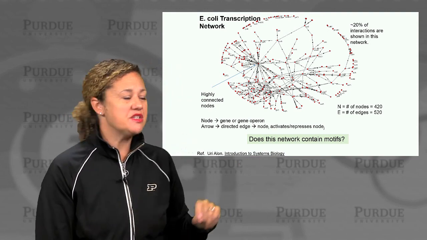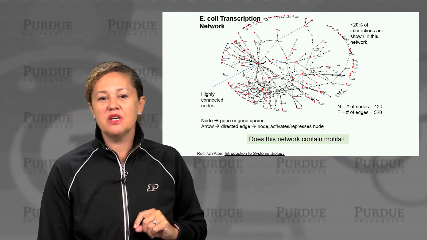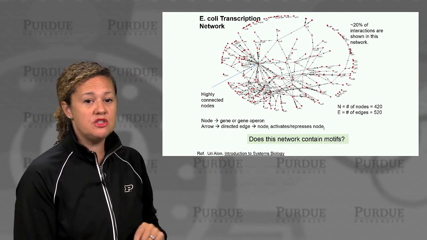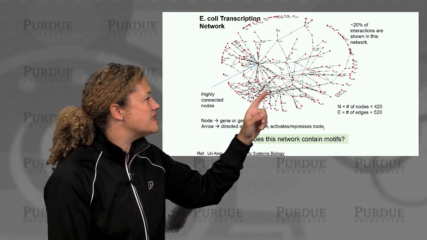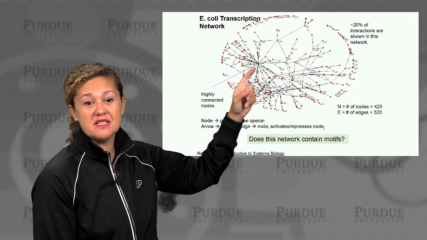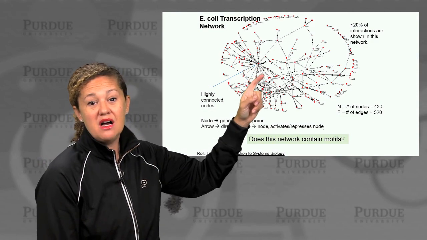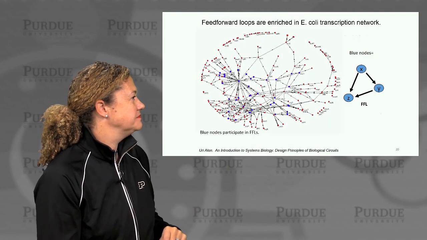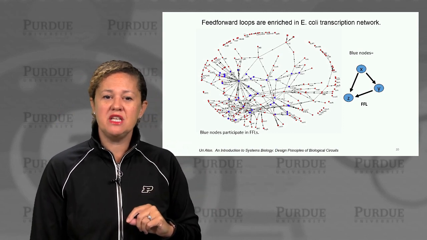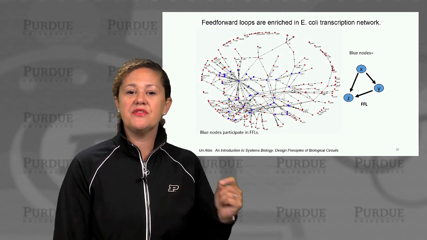Even in just visual observation, without looking at the connectivity distribution, although we certainly could do that for this network, you can see the existence of some very highly connected nodes, such as this very obvious one here that's connected to quite a few other genes. So returning to our question, are there any motifs that are enriched in this particular network? It turns out that there are.